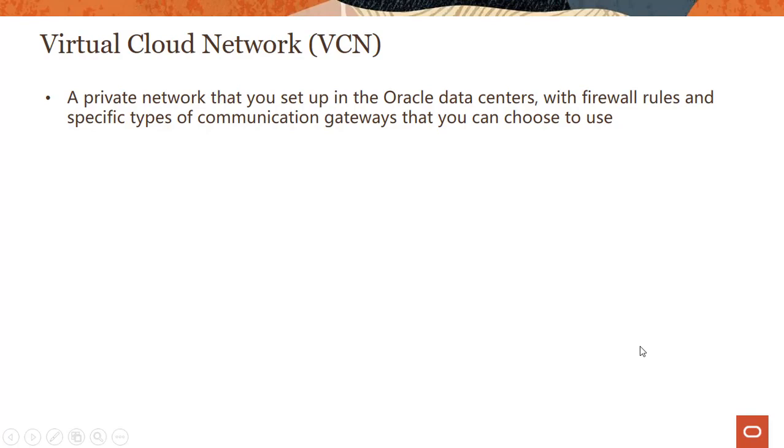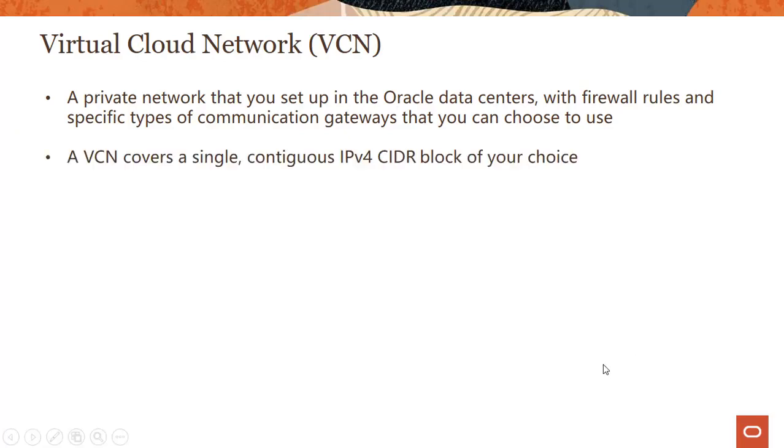So what is a virtual cloud network? An OCI virtual cloud network is a private network that you set up in Oracle data centers with firewall rules and specific types of communication gateways that you can choose to use. A VCN covers a single contiguous IPv4 CIDR block of your choice. In the previous lecture module, we looked into CIDR and how you can use CIDR notation. If you have not watched that video, please go back and take a look. But your VCN covers this single contiguous IPv4 CIDR block. Today we just support IPv4 and not IPv6. A VCN resides within a single region.